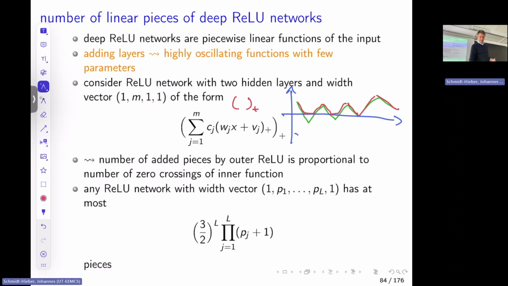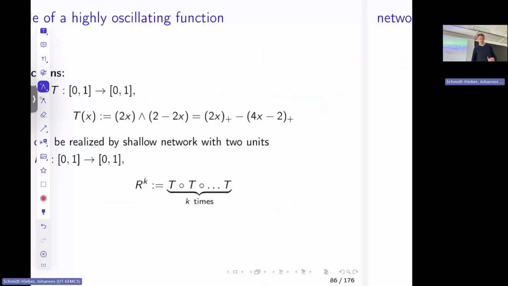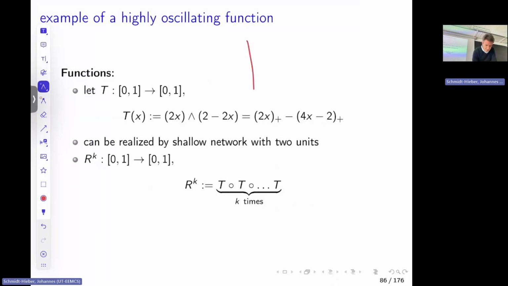Okay, good. Now here comes the example, and this is this function over here, this t function. How does it look? We're just interested in how this t function looks on [0,1]. So, okay, here's also 1. We have here 0, and then we go up, at a half it's at 1, right? It's 2x. And then the second ReLU kicks in, and it pulls that down here. So that's how this function t of x looks.